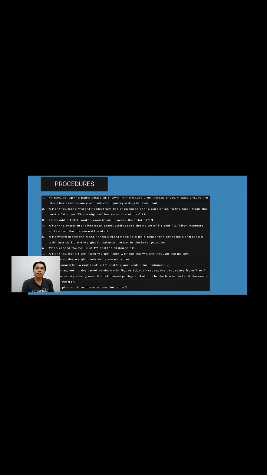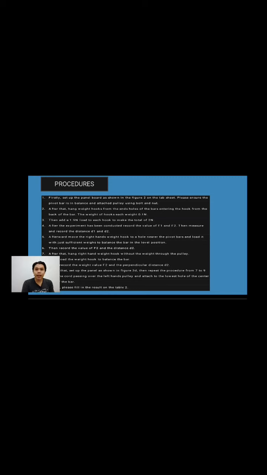Firstly, set up the panel board as shown in Figure 2 on the left sheet that is given. Please ensure that the pivot bar is balanced and attach the pulley using bolt and nut. After that, hang the weight hook from the end hole of the bars, entering the hook from the back of the bars. The weight of each hook is 0.1 Newton. Then add a 1.9 Newton load to each hook to make the total 2 Newton.